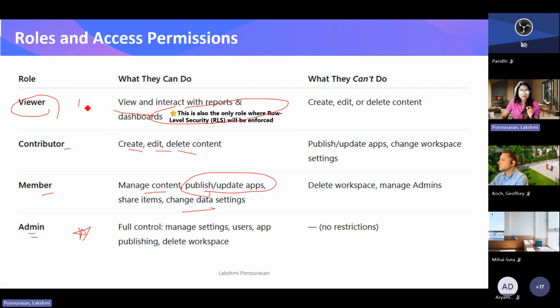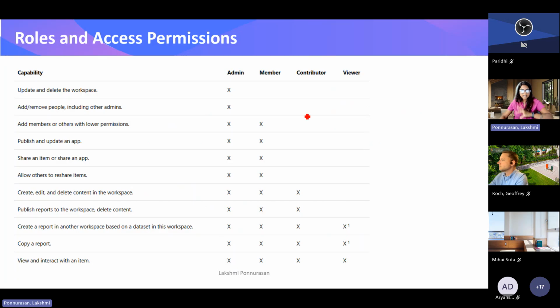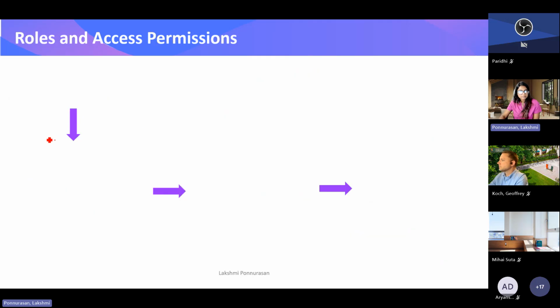So viewer is the only role where the RLS will be enforced. So keep that in mind. Very, very important line, and I am sure you will get a question on this. Next, again, a quick table view: you see how admin has all the access and for viewer, the access just goes down and down. So before your exam, take a quick glance at it, really helpful for your PL-300.